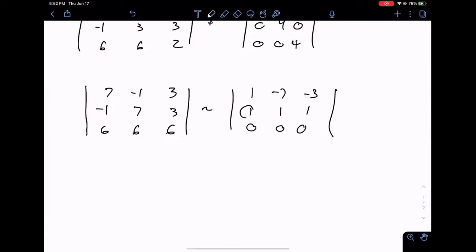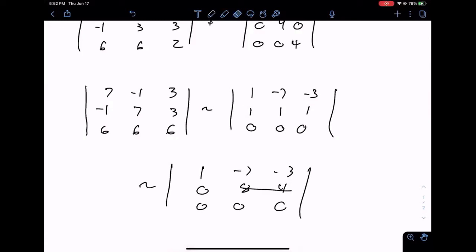Now let's continue. Let's eliminate this 1. Let's see, 1 plus 7 is 8. 1 plus 3 is 4. Okay, in other words, 1/2. Let's eliminate that -7. It should be just +1/2, I believe.